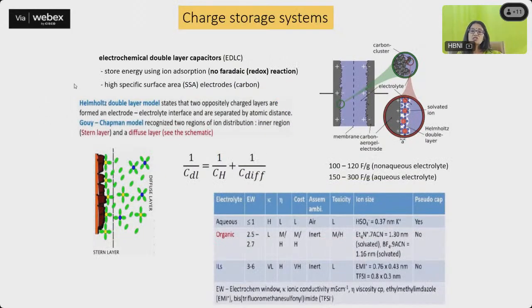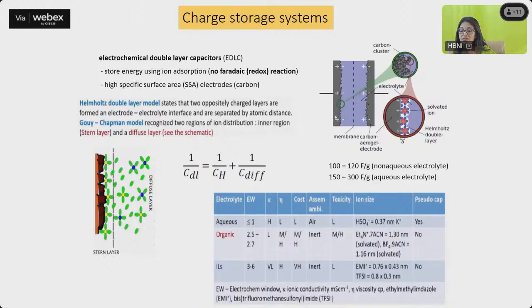So now let's look into the charge storage system. The first one we are discussing is the electrochemical double layer capacitor, which is EDLC. So they store energy, as I said, using ion adsorption. There is no Faradaic or redox reaction. It's a very high specific surface area electrode, so mostly carbon is used.